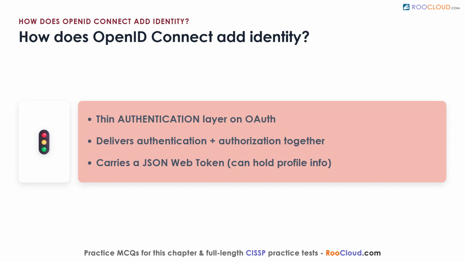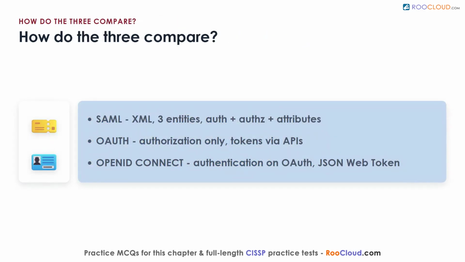You see this every time you log into one site using an account from a large provider, and the whole handshake happens quietly in the background. OAuth answers what you may do, and OpenID Connect adds the answer to who you are. Let's line the 3 up side by side.